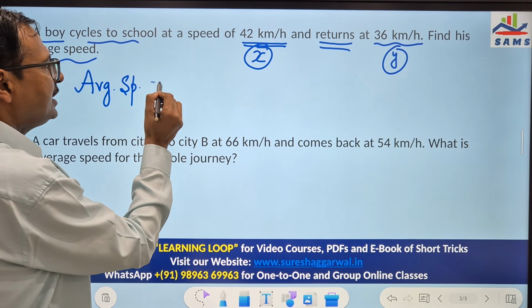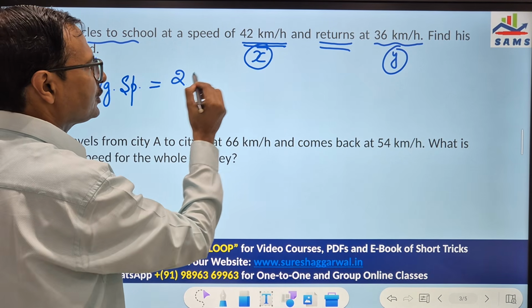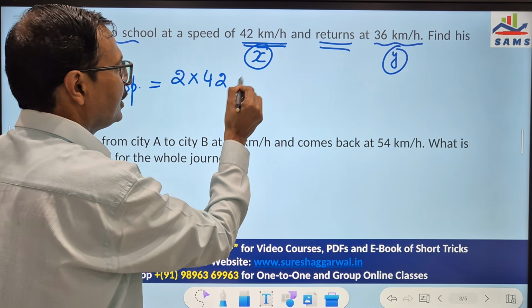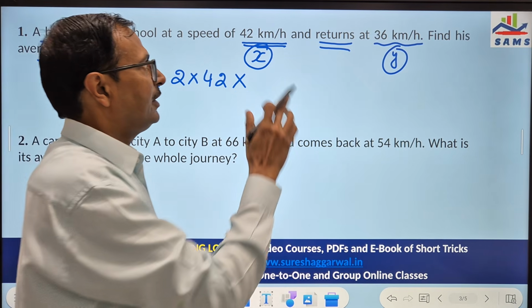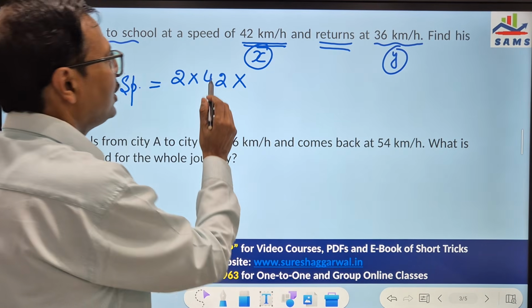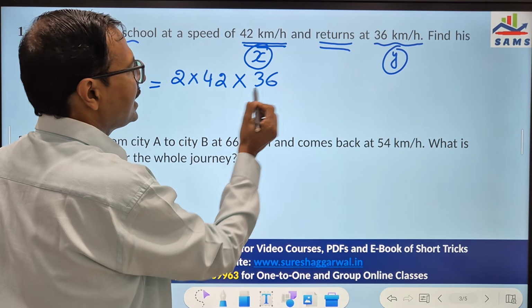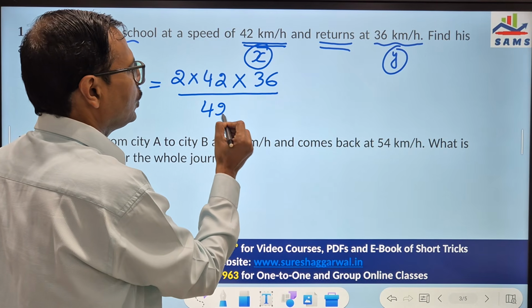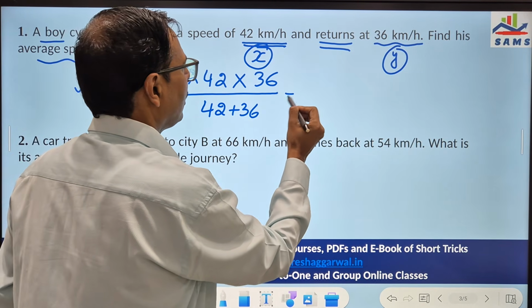Average speed will be twice the product of the two speeds, divided by their sum. Mind you, the unit is really important here. Kilometer per hour and kilometer per hour, the unit has to be the same. So 42 and 36, and then the sum of 42 and 36 in the denominator.